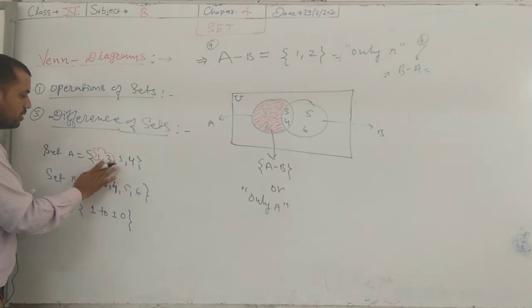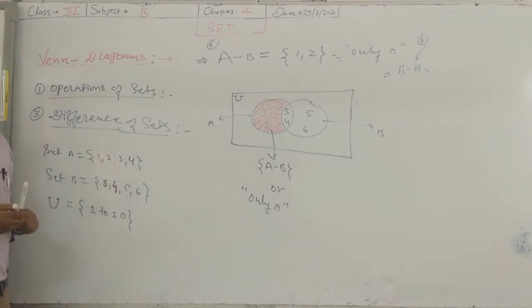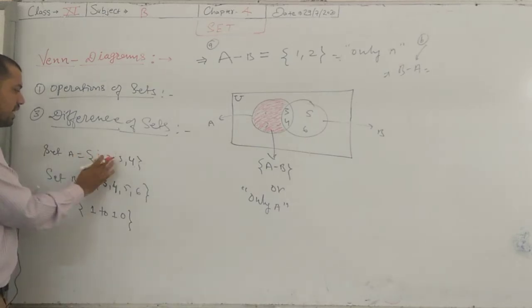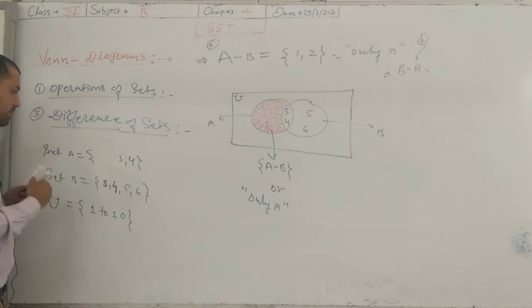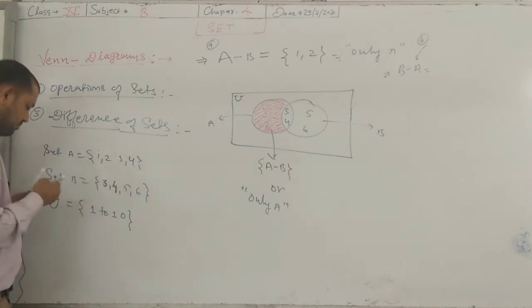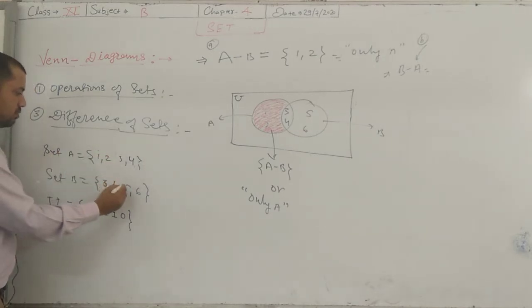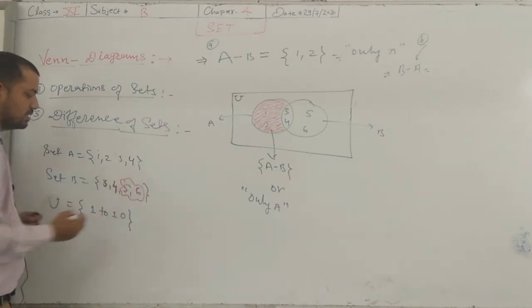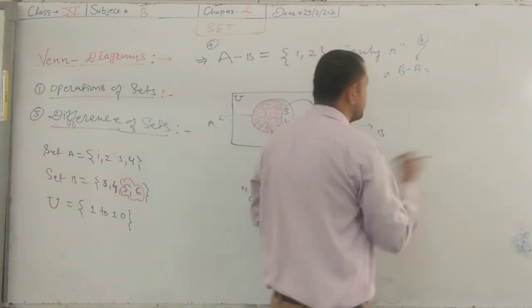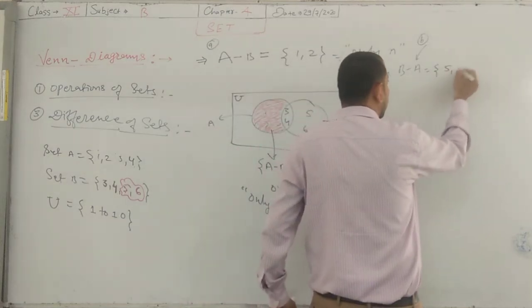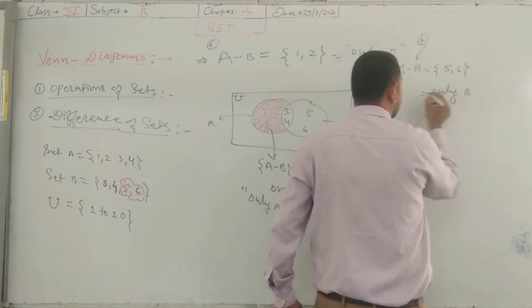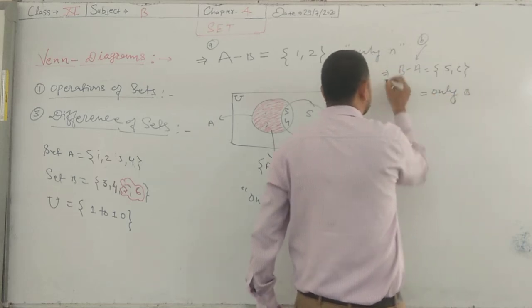It means we are talking about the elements 5 and 6. The elements 5 and 6 are part of set B but are not present in set A. Therefore, the elements 5 and 6 are a part of the difference B minus A, and 5 and 6 is also known as only B. That is another name for B minus A.